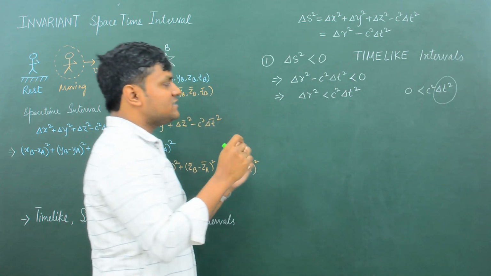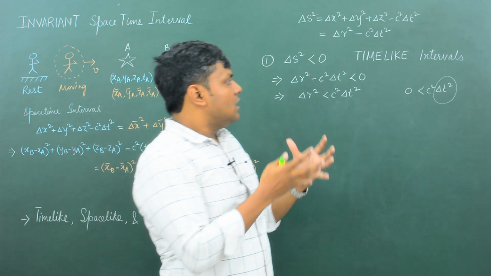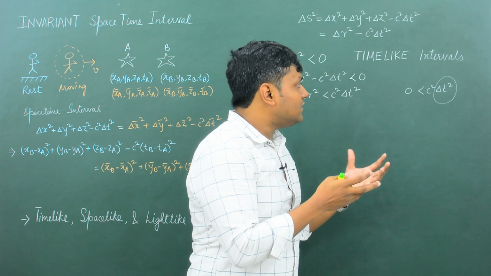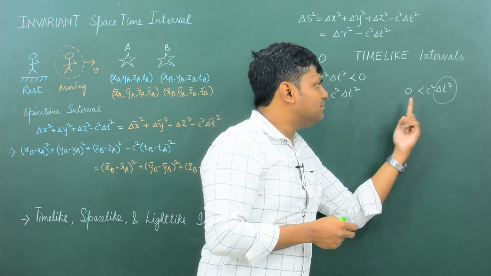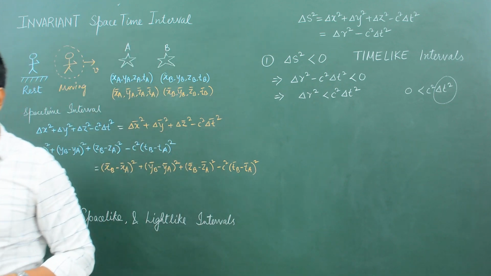So out of all possible inertial frames of reference for these physical events, we can find some inertial frame of reference where the physical events are separated in time but not separated in space. They are known as time-like intervals.